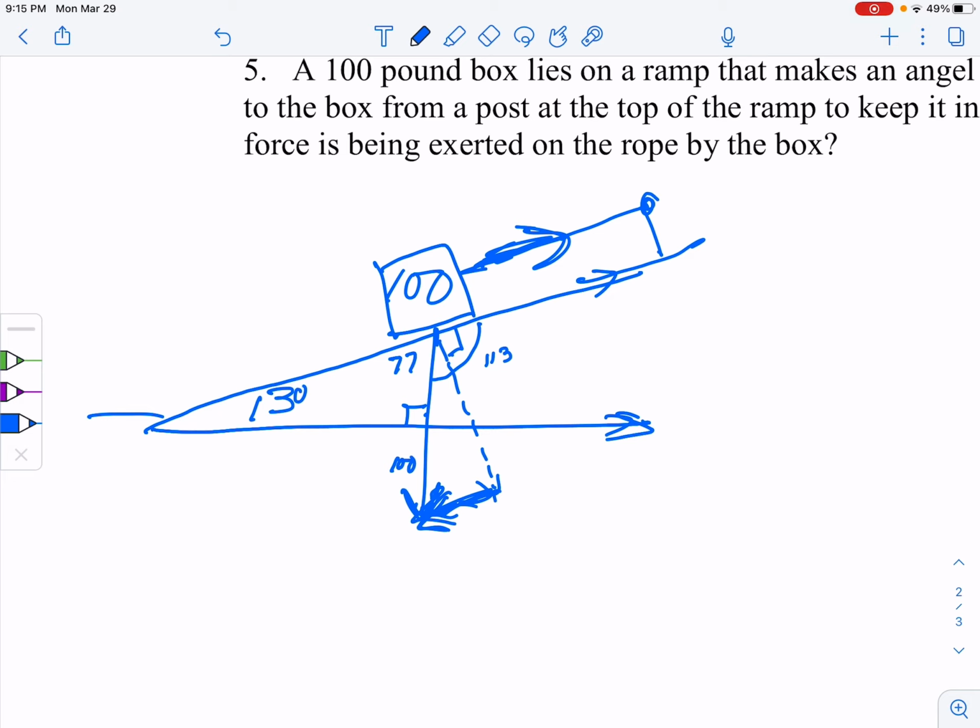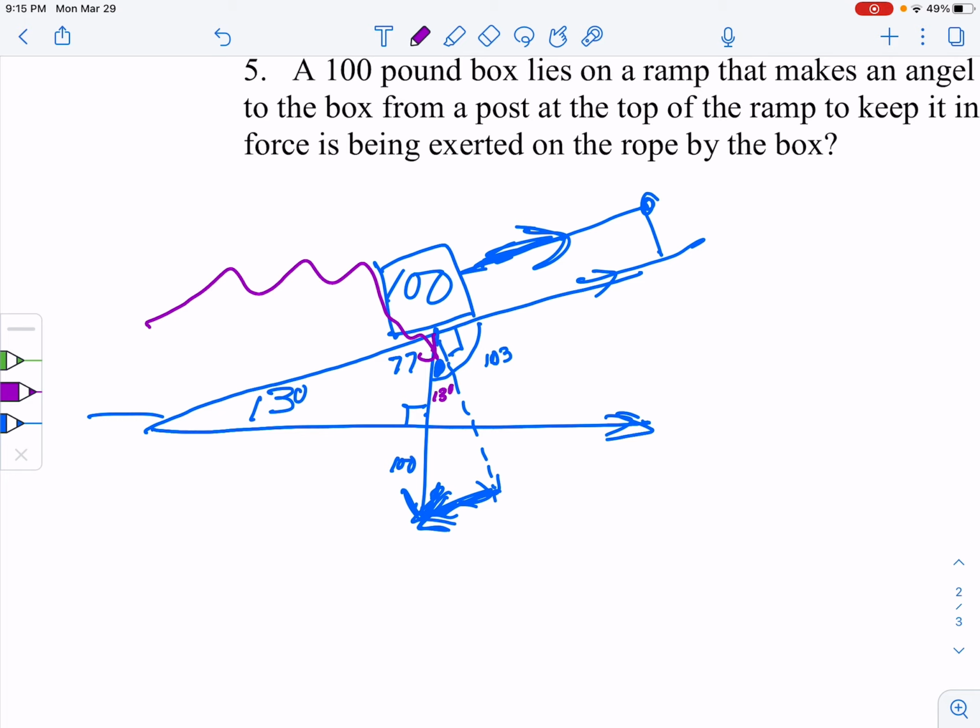So you subtract 90. Let's see, what is that? 180 minus 77 tells me this is 103 degrees. Then you subtract 90, and this angle right here is 13 degrees. Okay?